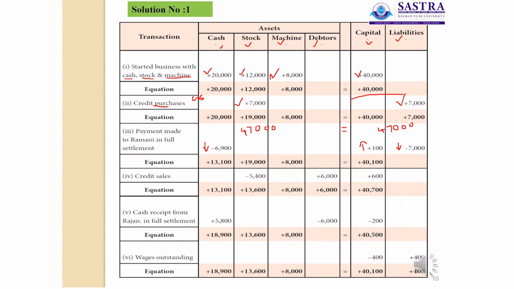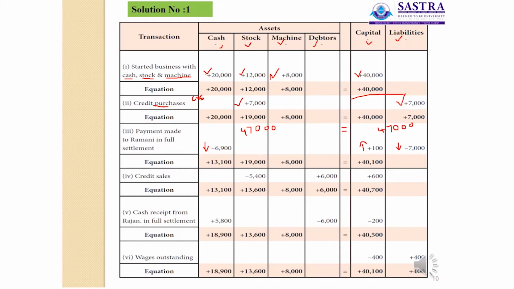So payment made to Ramani in full settlement. Here 6,900 is paid out of 7,000. So 100 is treated as discount receipt. Discount receipt is a revenue for us. So automatically the value of capital will be increased.